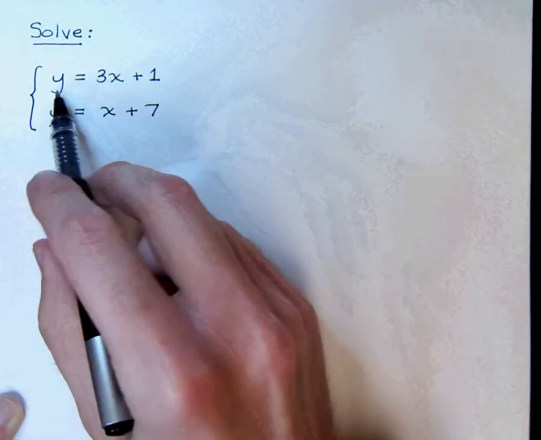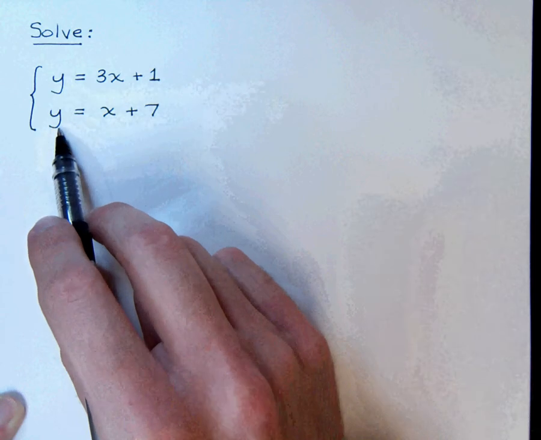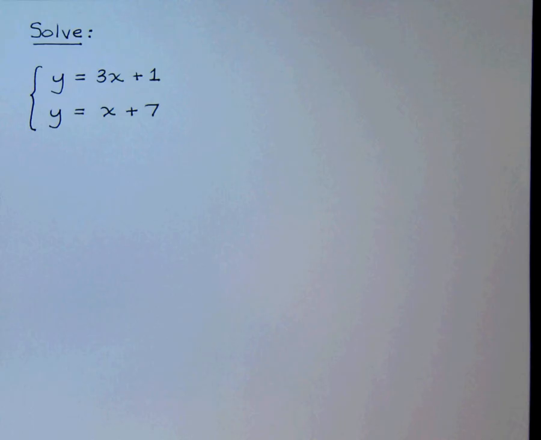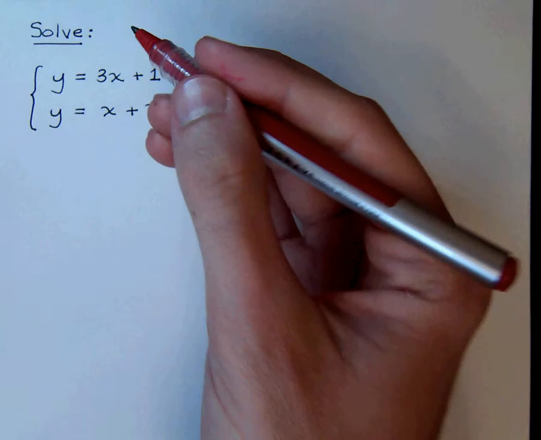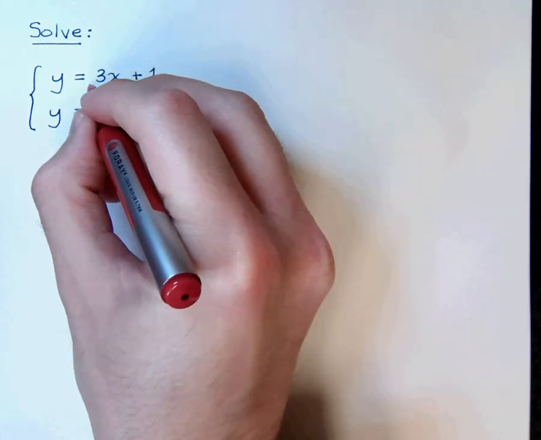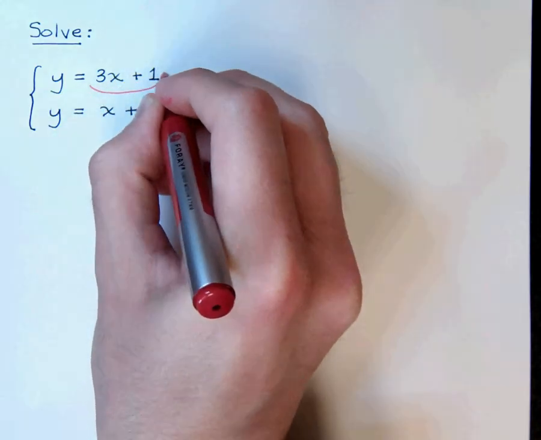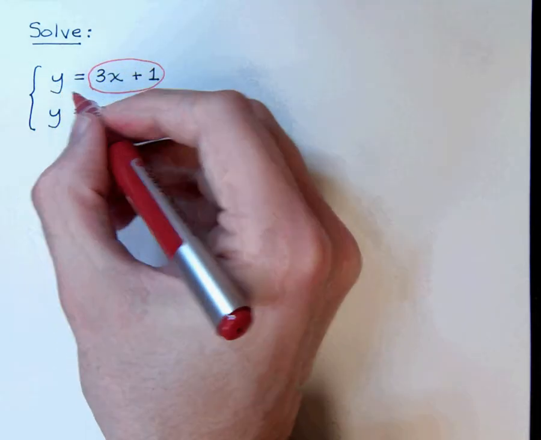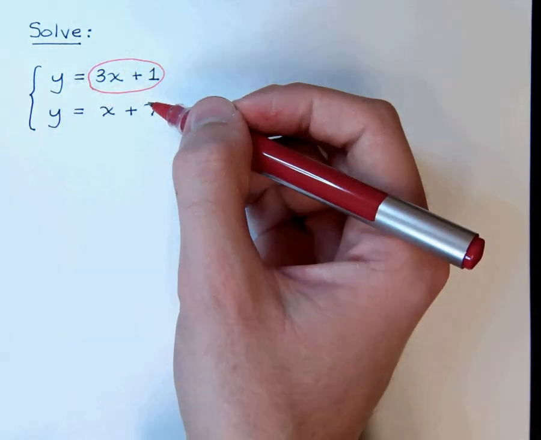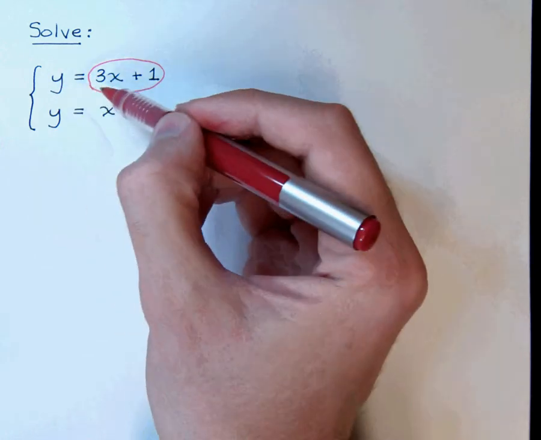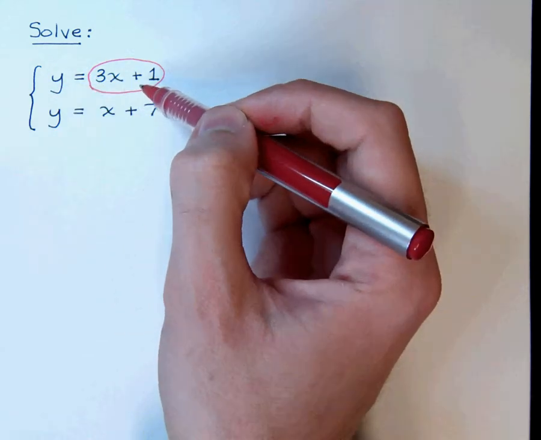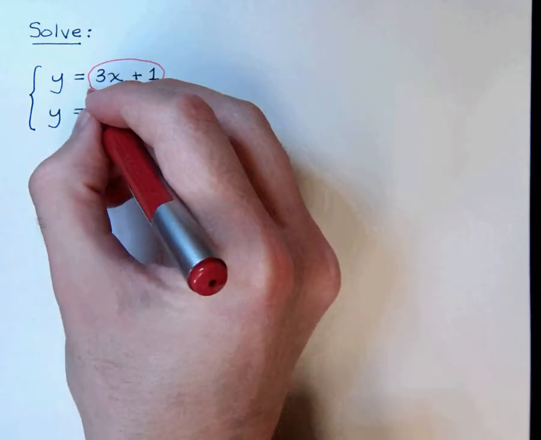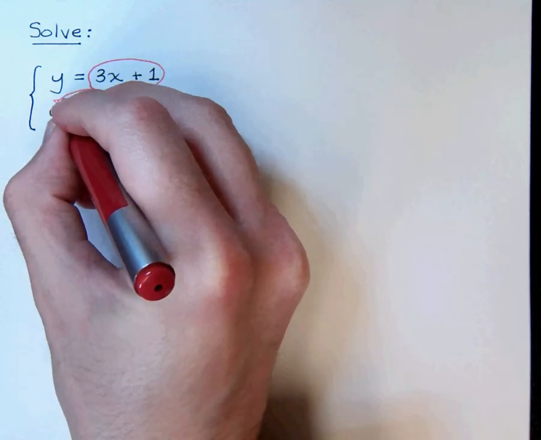Now in this example, both of these guys are already solved for y. So what we want to do is take, say, the 3x plus 1, since this guy is equal to y, that means in this problem, any place you see y, you can replace it with its equivalent, which is 3x plus 1. When you substitute, you have to substitute into the other equation. So I'm going to substitute this guy in here for y.